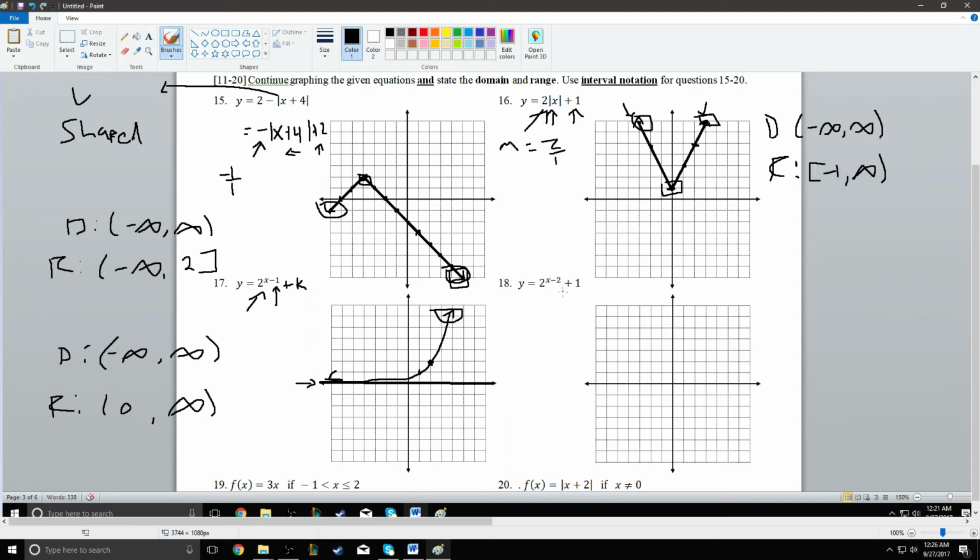Okay, plus 1. That's our asymptote. So plus 1 gets our asymptote. I would do a dotted line, but I don't know how to do it on Paint. Sue me. Just kidding. Don't do that.